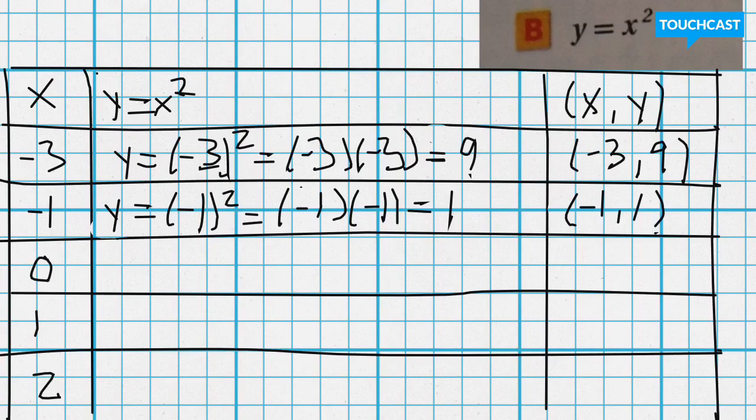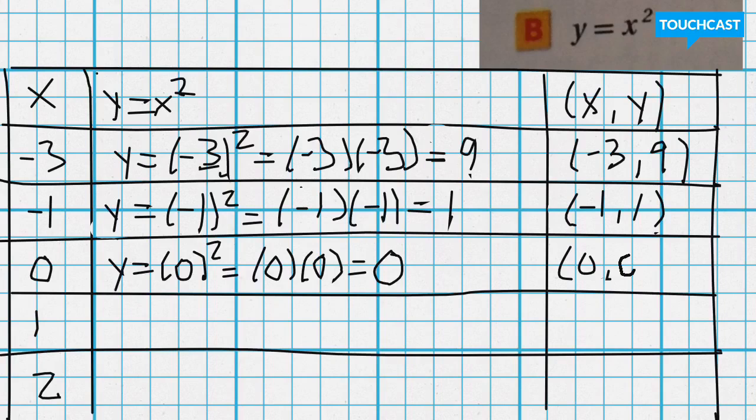Let's substitute 0 in. Y is equal to 0 to the second power, which is equal to 0 times 0. 0 times 0 is just 0. So the ordered pair is 0, 0, or again, the origin. Now let's substitute 1 in. Y is equal to 1 to the power of 2, which is equal to 1 times 1, and 1 times 1 is 1. So our ordered pair is 1, 1.